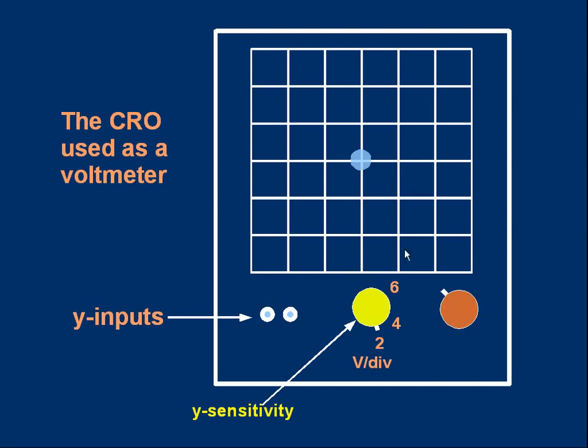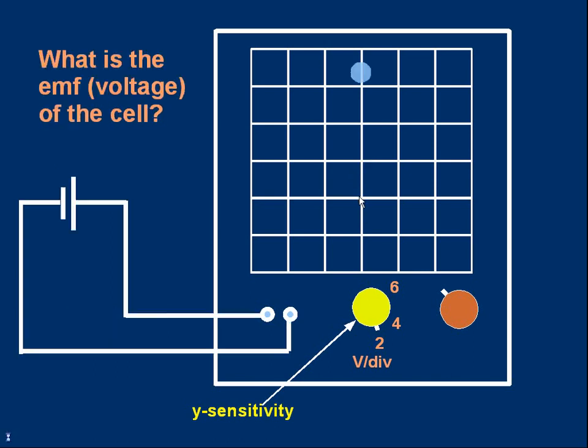Now division means the space on the side of one of these squares. So if I've set the Y sensitivity to 2 volts per division, you can see the pointer is pointing at 2, it means that each vertical division corresponds to a 2 volt change. Think about that. Let's do a little problem.